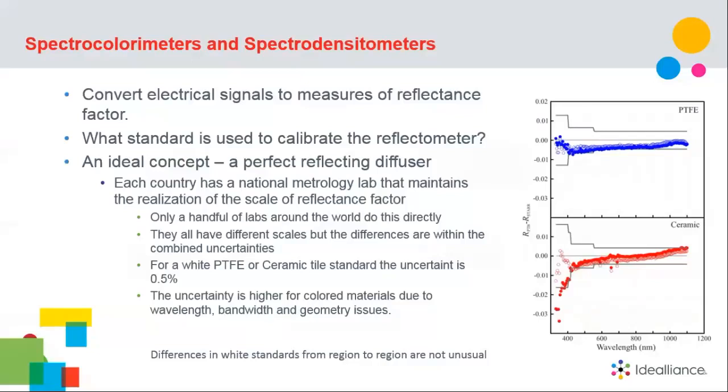But when we start looking at differences from instrument to instrument, from one brand to another brand, that's what happens when we see that big ring that was in there. That's where that big ring comes from as we begin looking at all those different clusters, different instruments, different materials, and so on. So differences in white standard from region to region, not unusual.